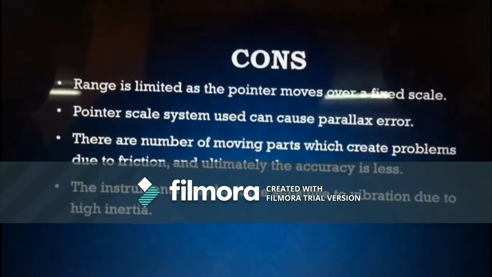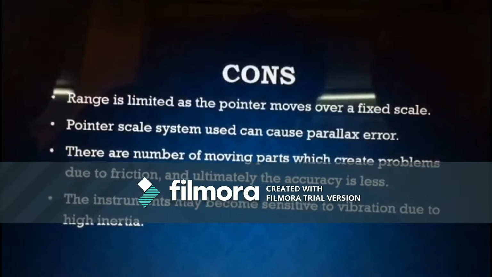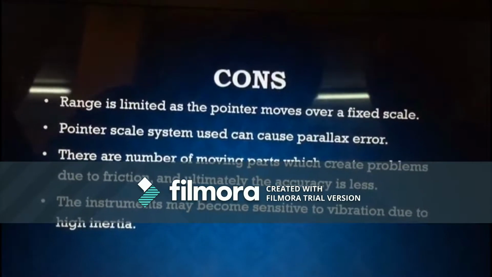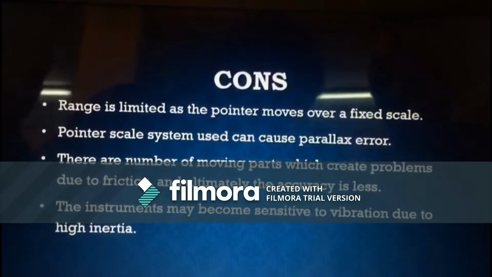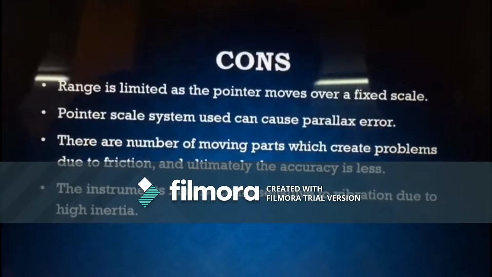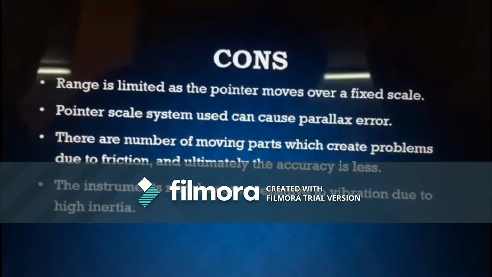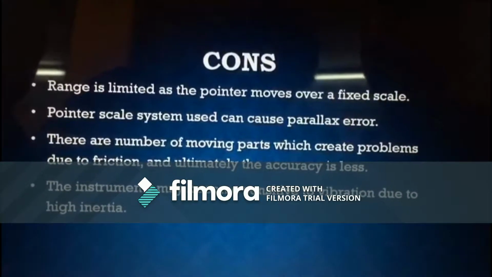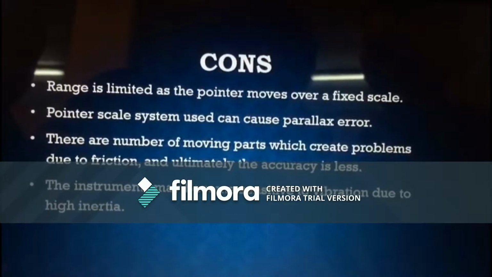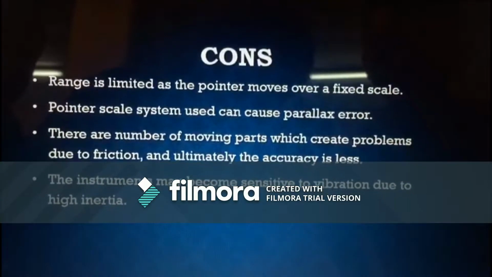Meanwhile, the range is limited as the pointer moves over a fixed scale. The pointer scale system used can cause parallax error. There are a number of moving parts which create problems due to friction, and ultimately the accuracy is less. The instruments may become sensitive to vibration due to high inertia.